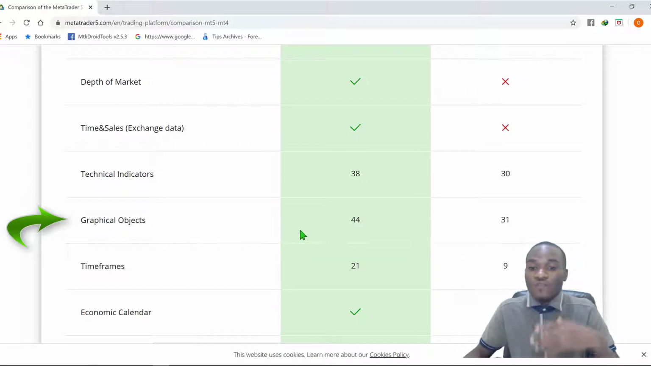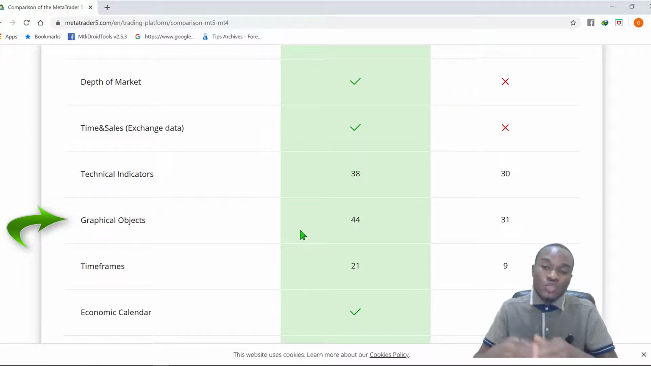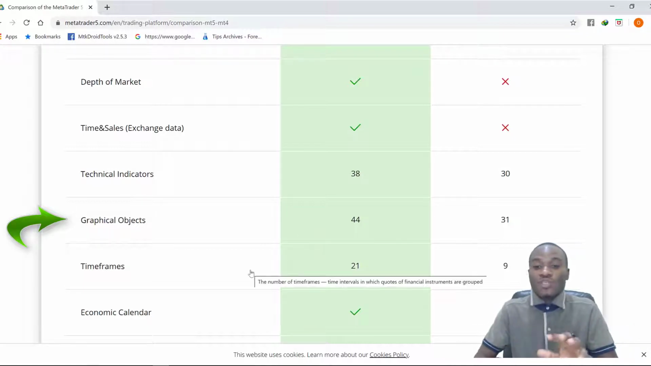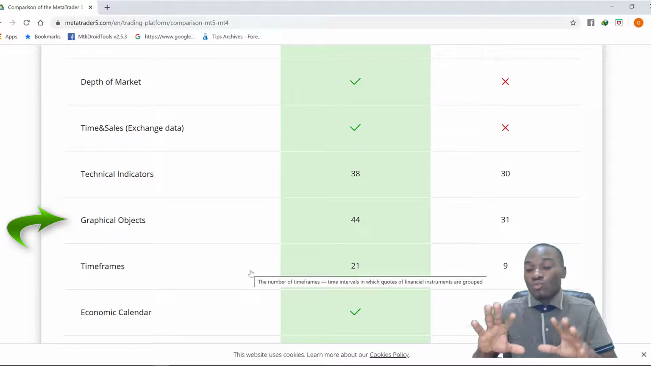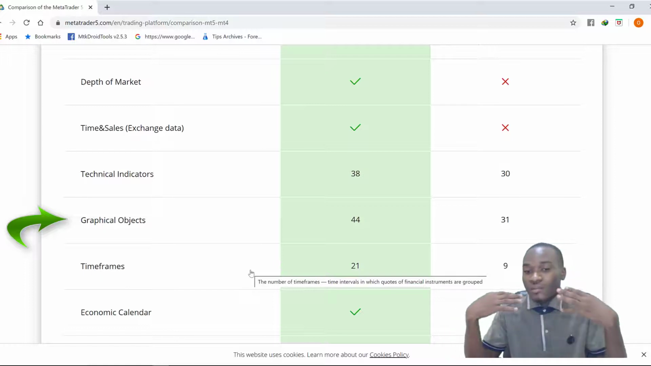Right here we have 44 of these graphical objects on the Metatrader 5, whereas on the Metatrader 4 we have just 31. And the number of time frames we have on the Metatrader 5 is 21. That is the number of time frames determining the intervals in which quotes of financial instruments are grouped. Whereas on the Metatrader 4 we have just 9 time frames: the 1 minute, the 5 minutes, 15 minutes, 30, 1 hour, 4 hour, daily, weekly, and the monthly.